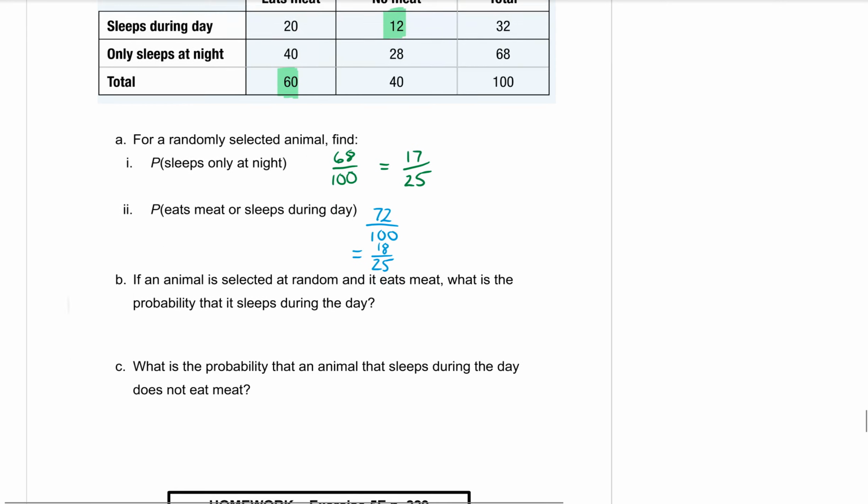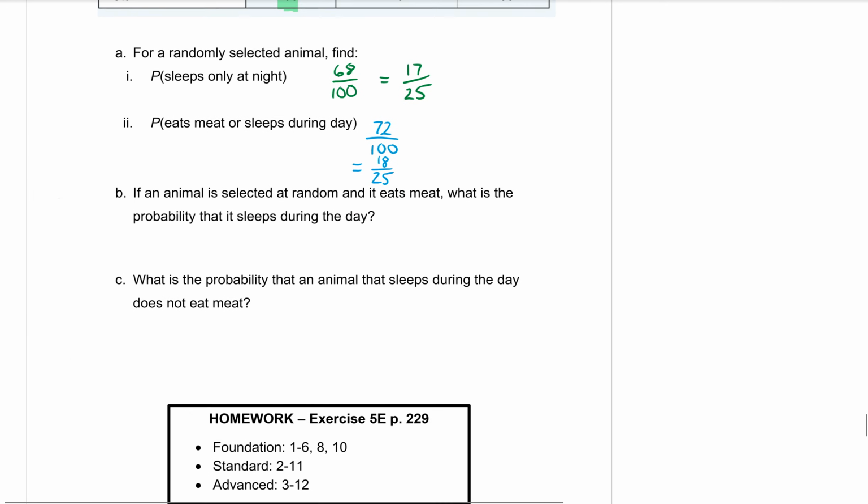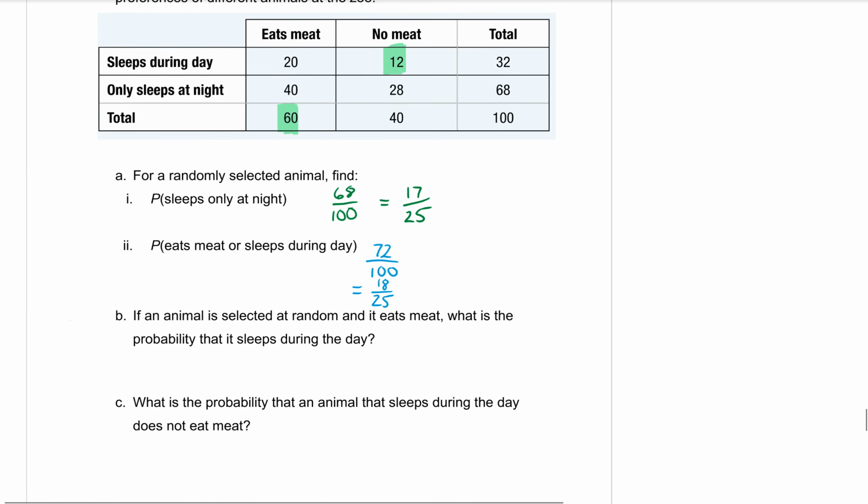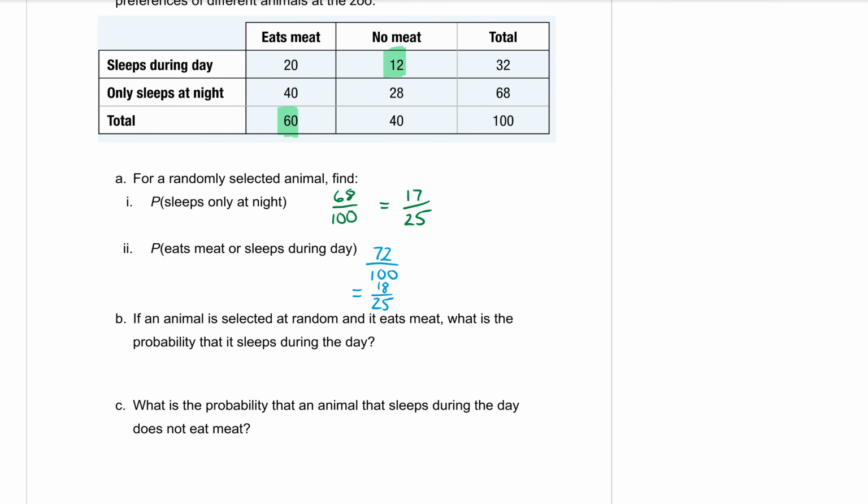Part B. If an animal is selected at random and it eats meat, what is the probability that it sleeps during the day? So we're only interested in the animals that eat meat. So there are 60 animals that eat meat. That's my total. Of those 60, I want to know how many of them sleep during the day. And there are 20 that sleep during the day out of that 60.